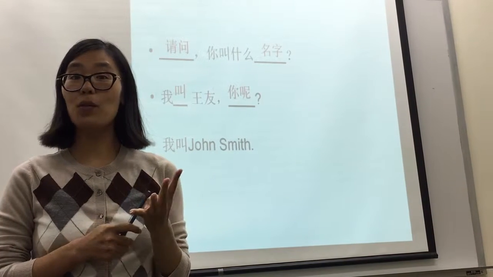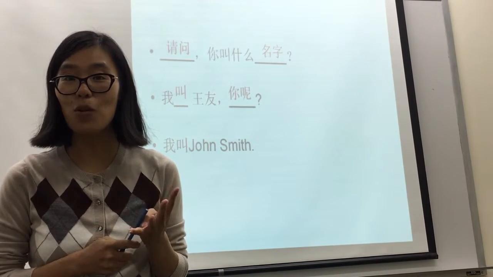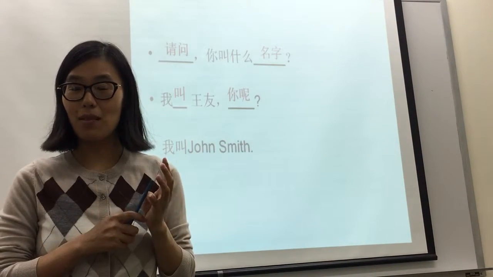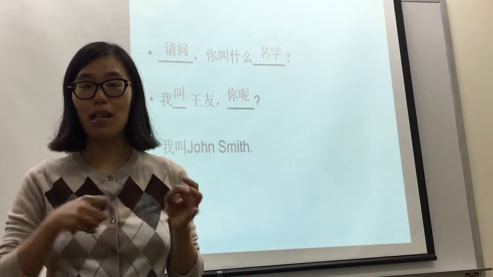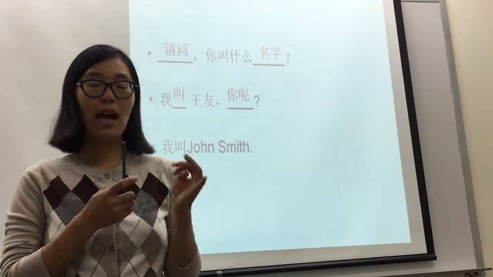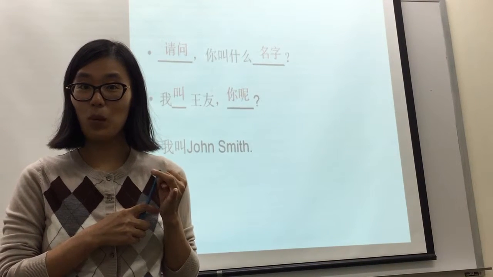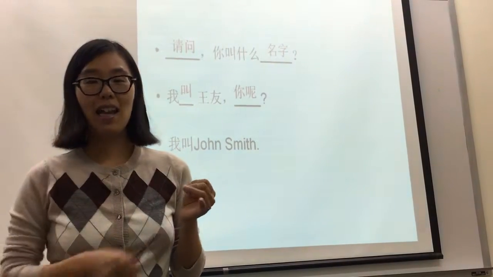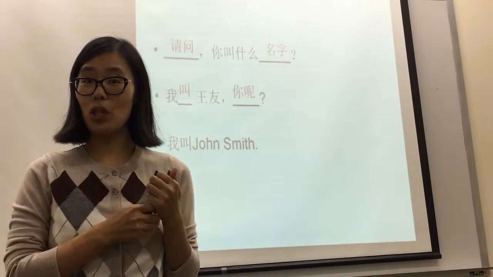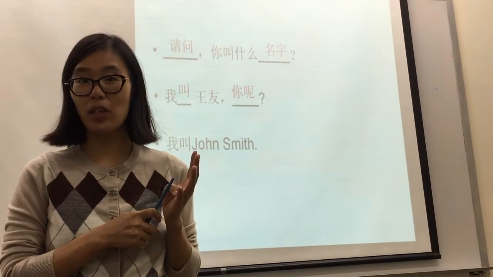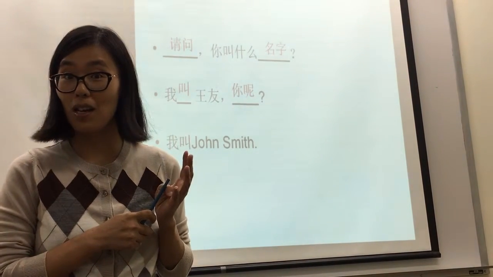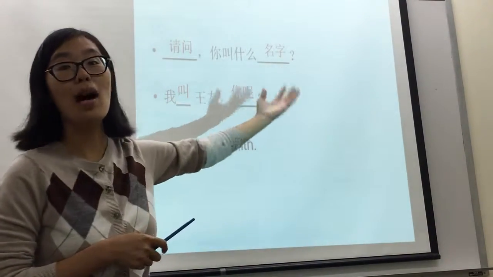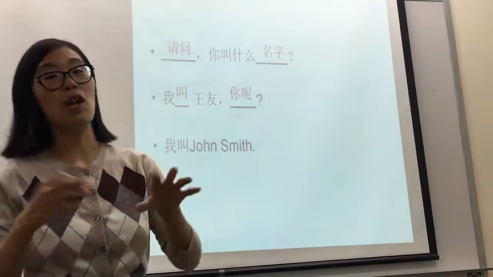Let's review again what we learned today. We learned how to say hello. 你好 and 您好. Remember the differences between them? First one, 你好 is the word between friends, but 您好 is used between someone that you really want to respect. And how to ask someone's family name? 请问你贵姓? 我姓王. And how to ask back? 你呢? How about you? And the last dialogue we learn is how to ask someone's full name. 请问你叫什么名字? 我叫网友。你呢? 我叫 John Smith.